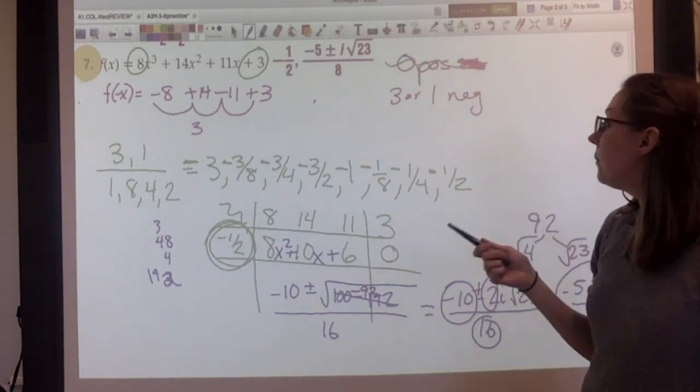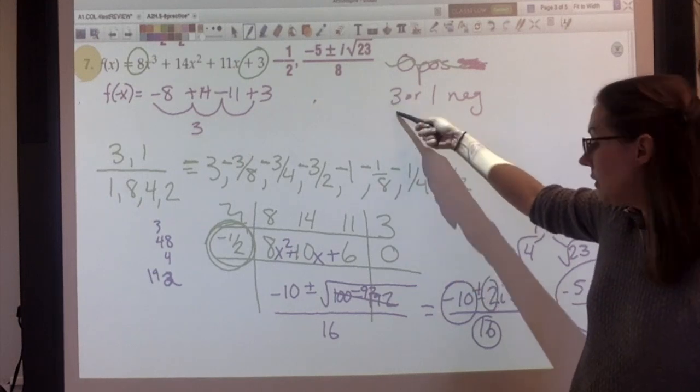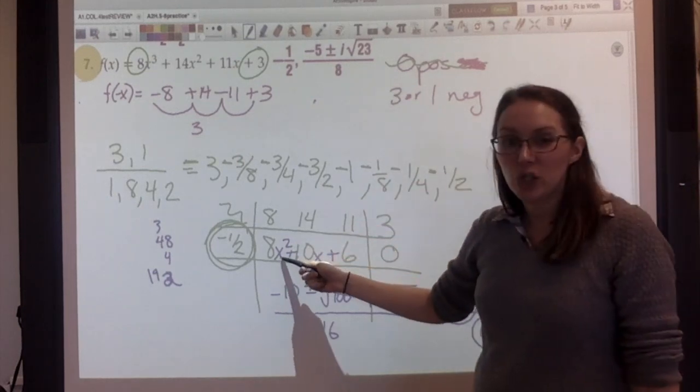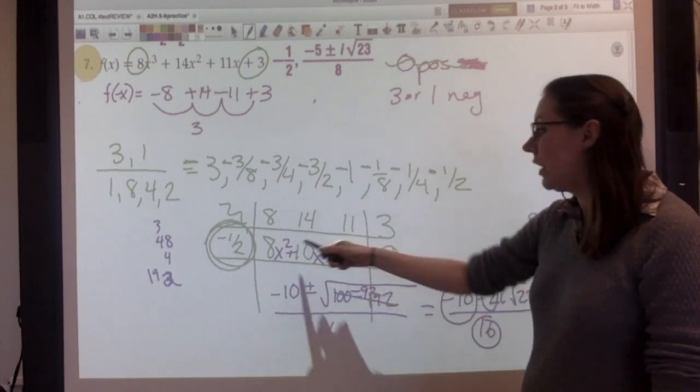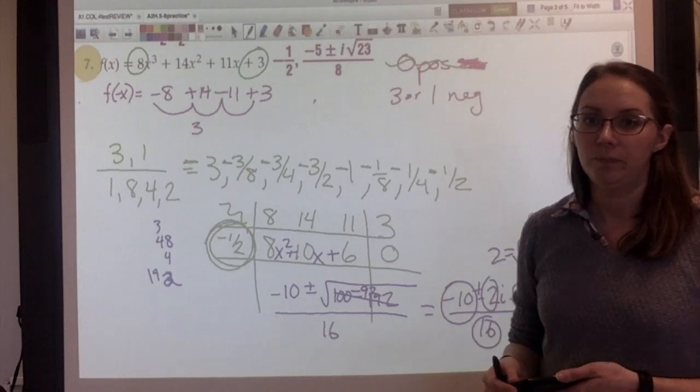Okay. Now, I could have kept checking to see about getting the other two negative rational numbers, but once I'm at a quadratic, I shouldn't do that. That's a waste of my time. Once you're at a second power, either use quadratic formula or factor it if it's factorable.